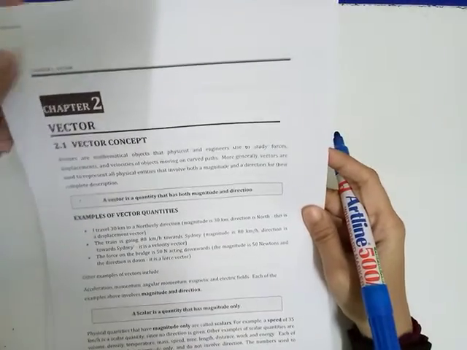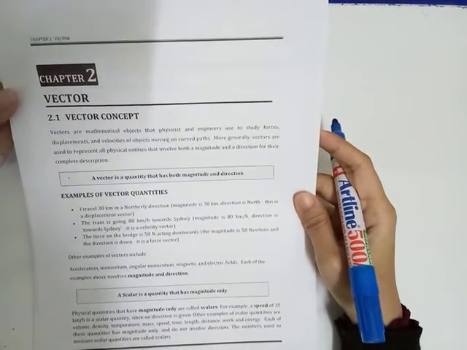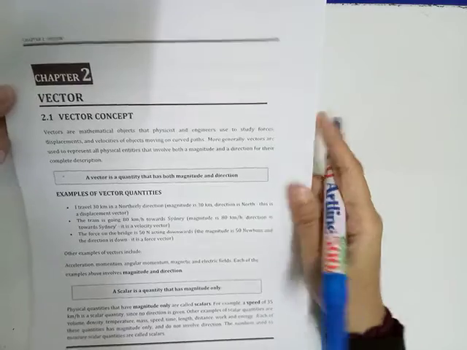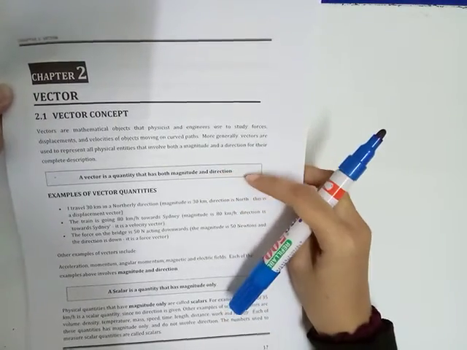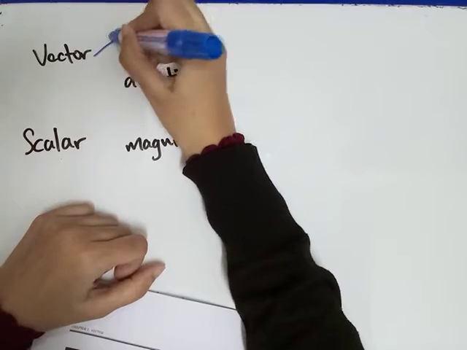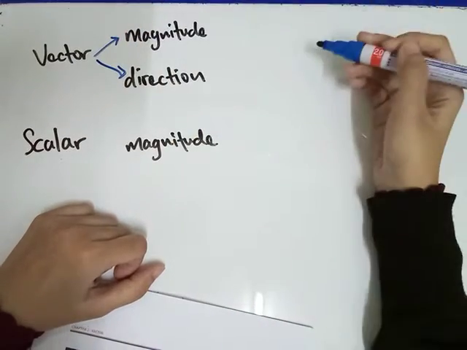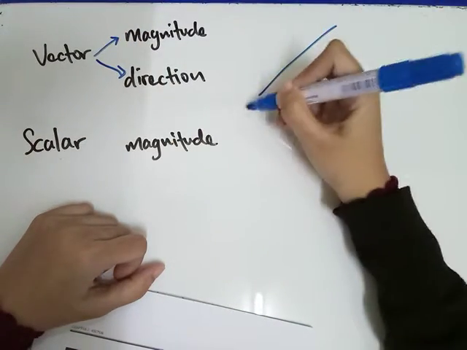Right class, now we are going to chapter 2, which is vector. What is vector? Vector is a quantity that has both magnitude and direction. So vector has both magnitude and direction. Let's say this is vector OP.